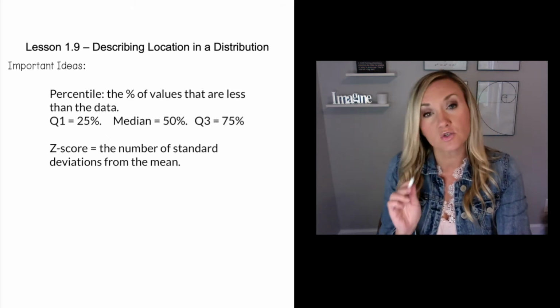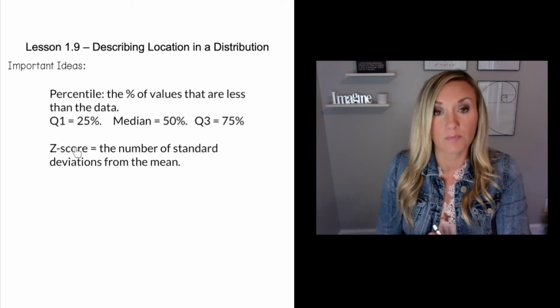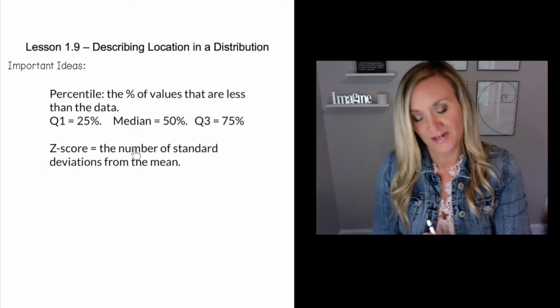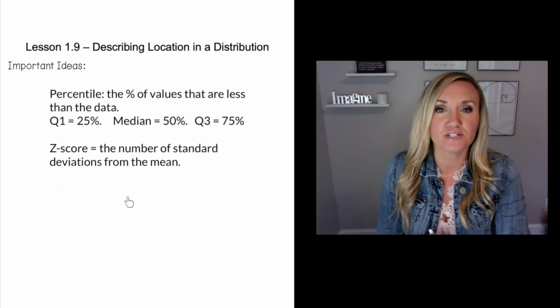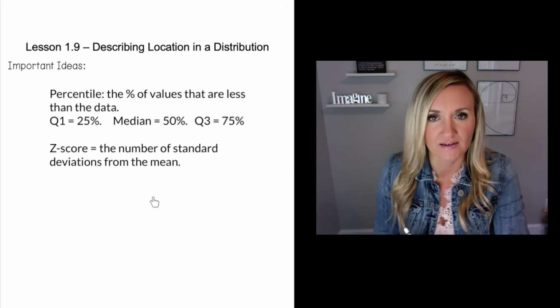And then the z-score today, which is pretty important and exciting, and I love the z-score, is the number of standard deviations away from the mean.